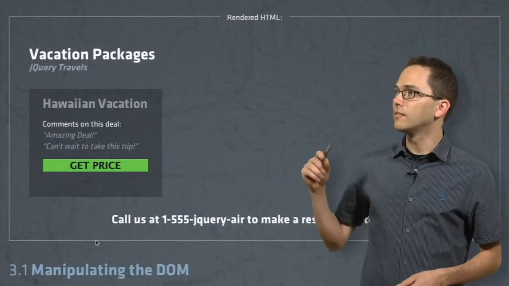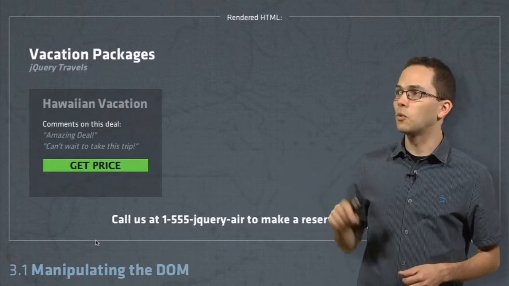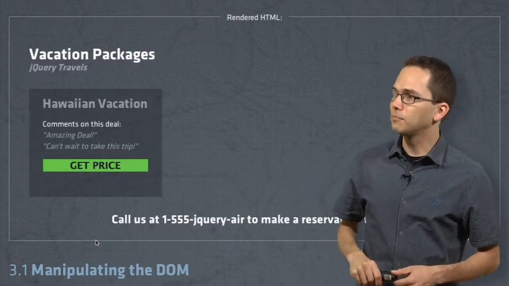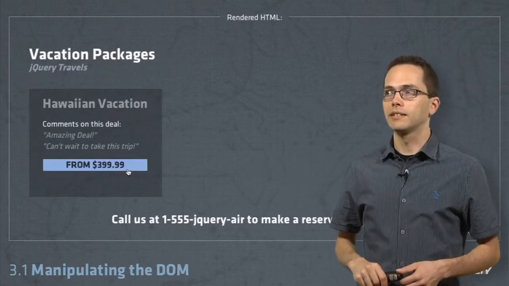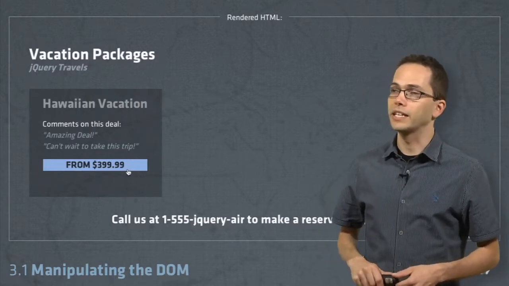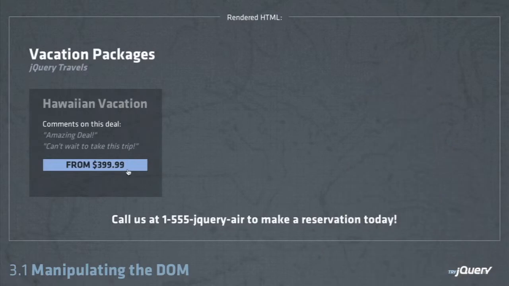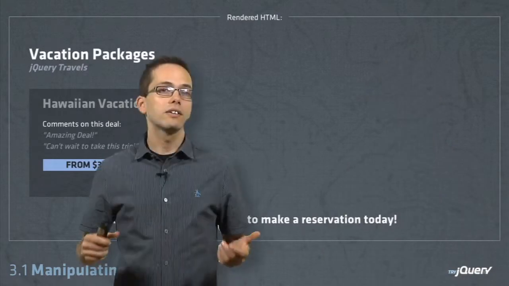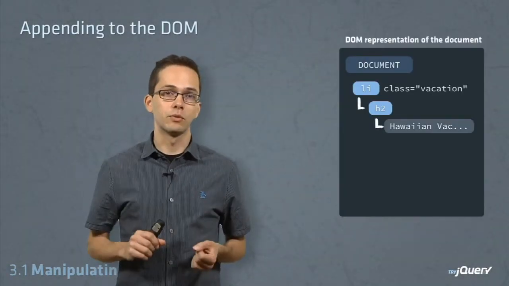Here you can see vacation packages, in this case a Hawaiian vacation, and we have that button, and when we press that button, it changes to the price of that Hawaiian vacation, in this case $399.99. Let's figure out how to write the jQuery to make that button work.